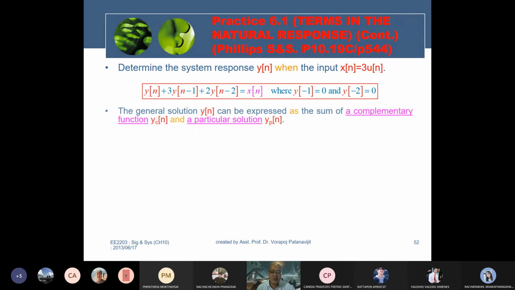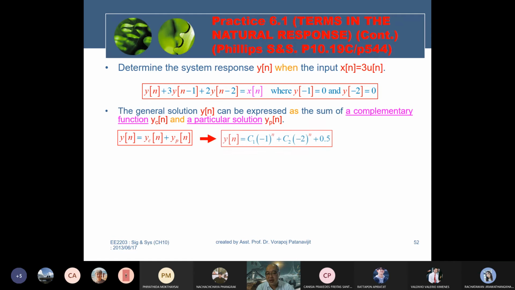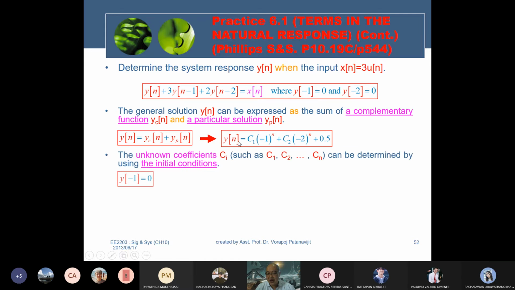The next one, we combine them, we add them together. The general solution yn can be expressed as the sum of the complementary function yc and the particular solution yp. The first one, yc, is here. yp is 0.5. Now you can see that we have c1 and c2 as unknown coefficients, and we can determine them by using the initial conditions.